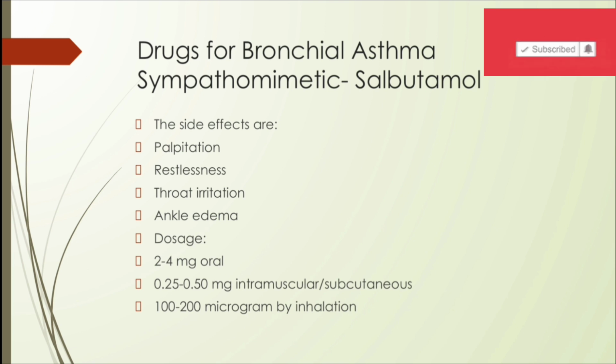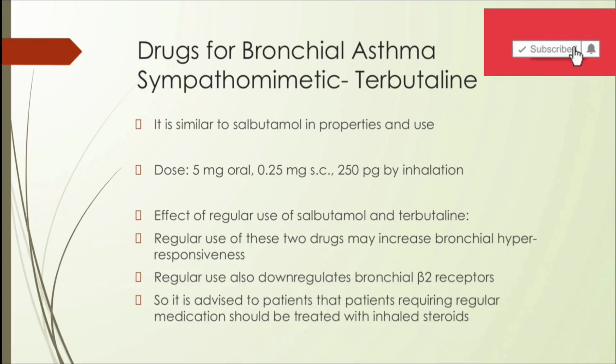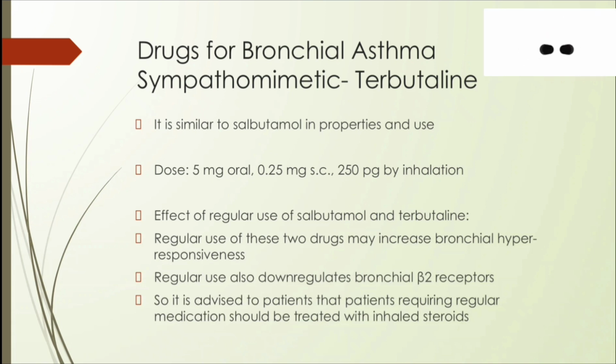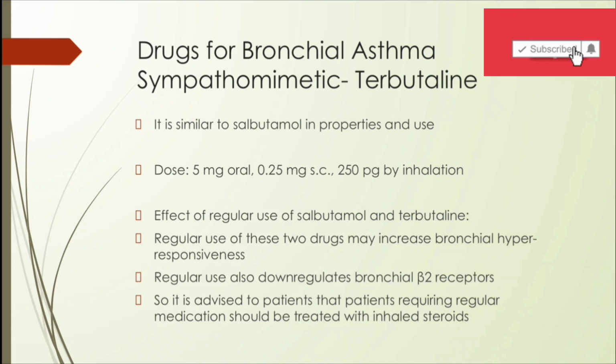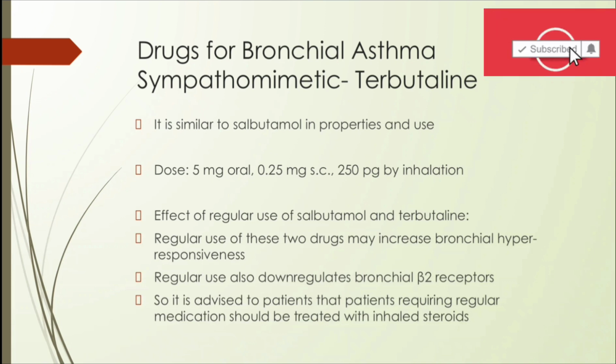So this is about the salbutamol. Now let's see the next sympathomimetic drug, that is terbutaline. It is similar to the salbutamol in properties and use. And the dose for this is 5 mg orally, 0.25 mg subcutaneous, 250 microgram by inhalation.